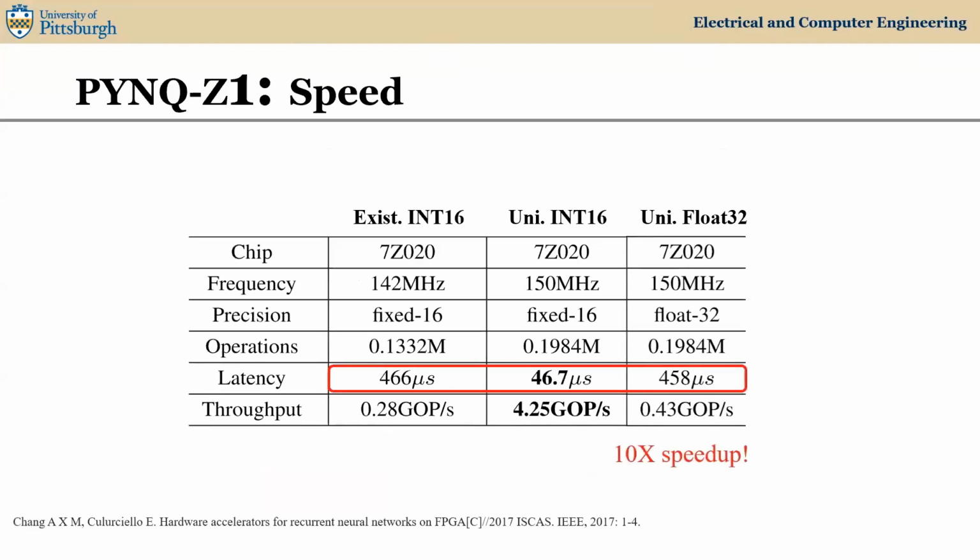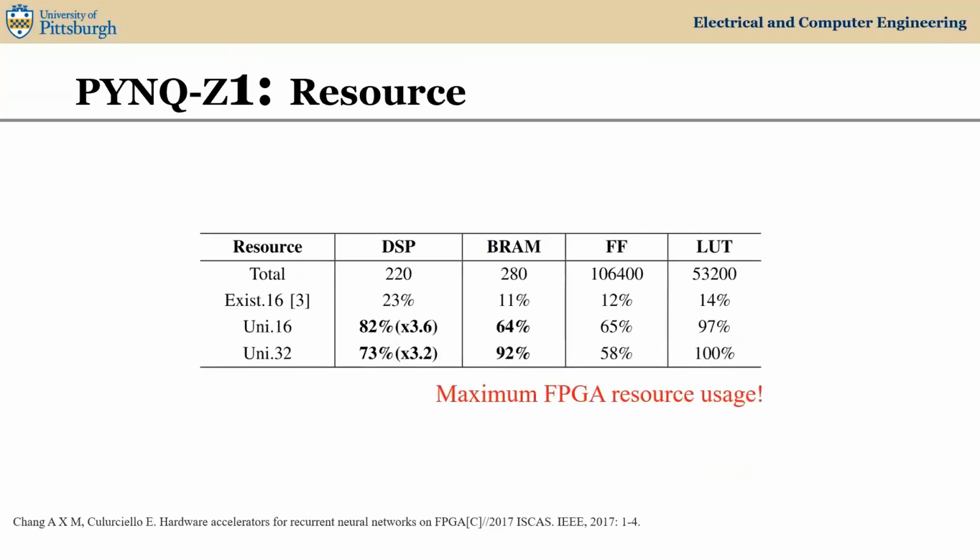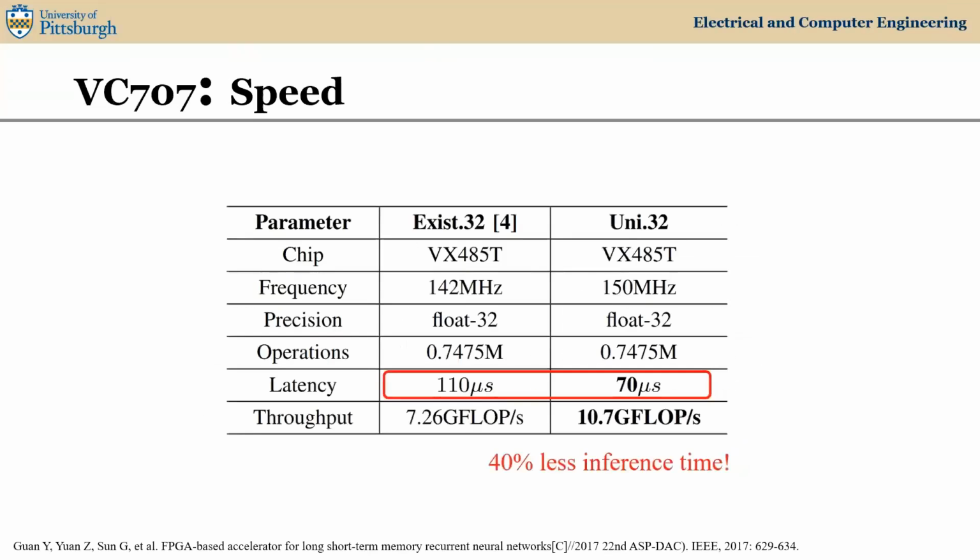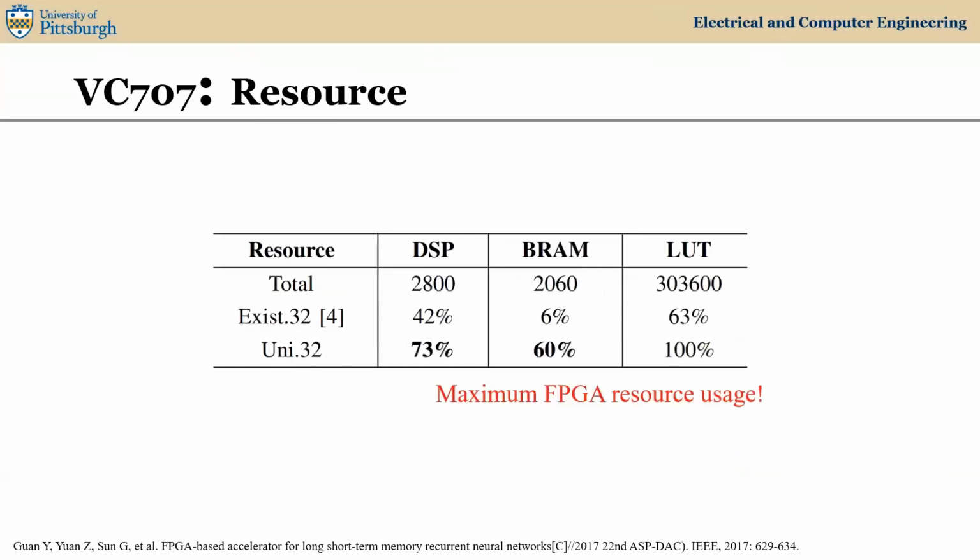On PINC-Z1, we outperformed the reference design with 10 times less inference time in int16 data type, while the reference design does not support floating point data type. Our design can also fully utilize the PINC-Z1's DSP and block RAM resource to buffer all the weights on the chip. For VC707, our inference time is 40% less than the reference designs, and we can also fully utilize the device resource to buffer all the weights on the chip.